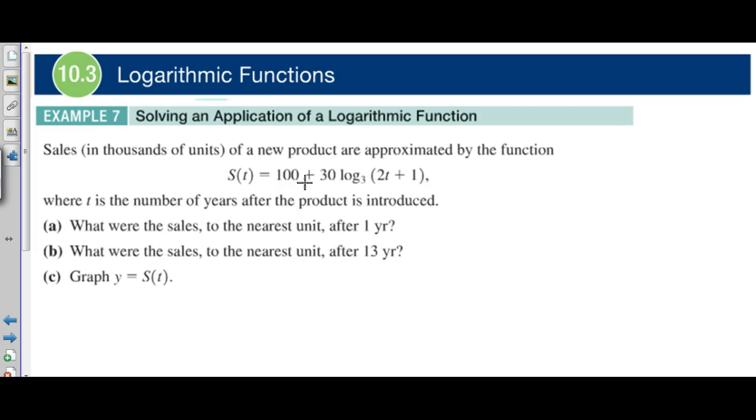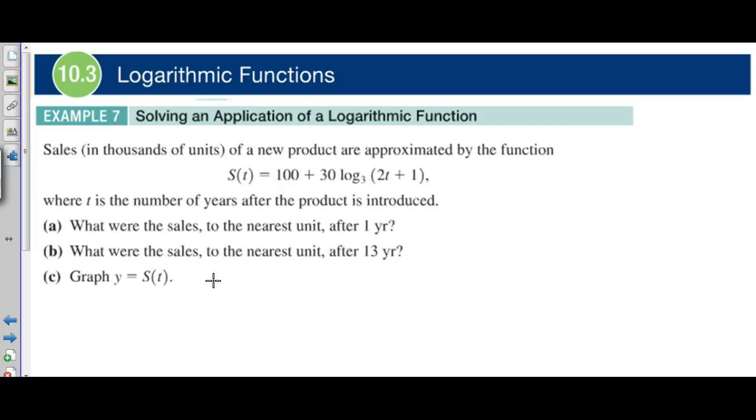So these three questions go as follows. What were the sales to the nearest unit after 1 year? So after the product was in for a year, what would the sales be? What were the sales in 13 years? So after 13 years, and then graphing it.